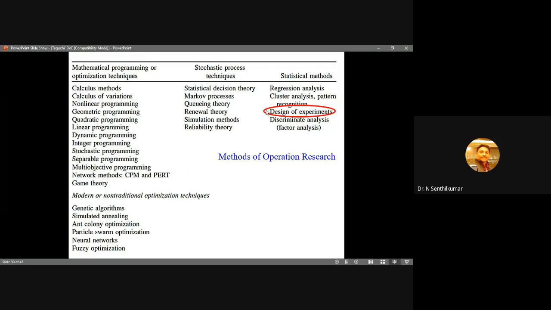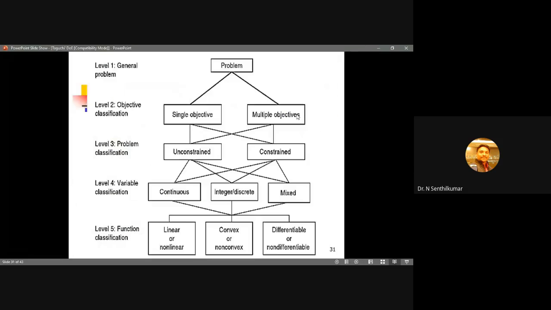This design of experiments is what we are interested in. In design of experiments, we are going to include this statistical method, so it is going to be framed under that. One more thing: the problem that we are going to have can be divided into single objective and multi-objective.